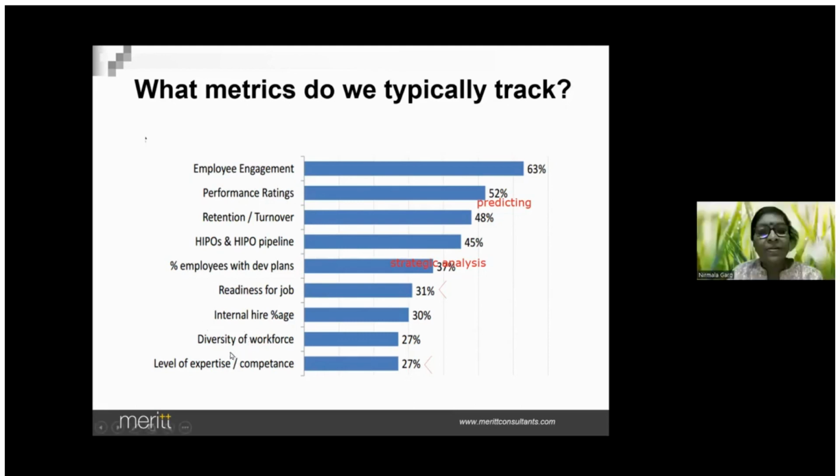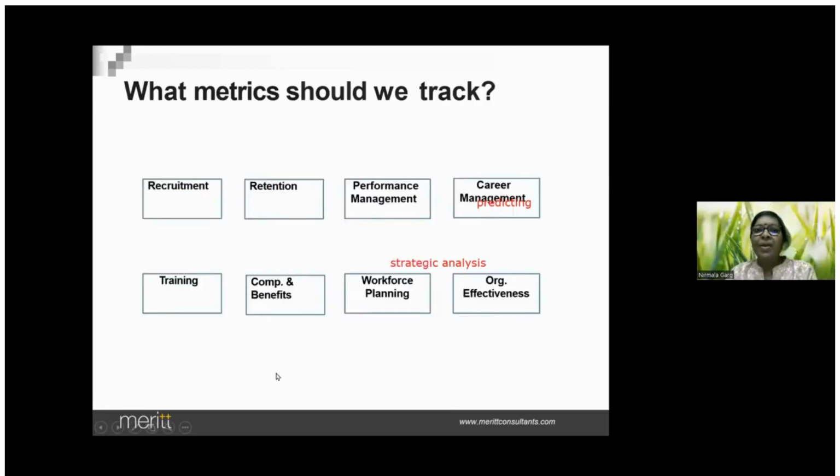So internal hire, diversity of workforce. So these are some of the tracks. Now, some of the metrics, typically whether it is recruitment, retention, performance management, career management, I want to give you one basic, fundamental thing, as all HR analytic students who want to really do very well. Say for example, recruitment process.